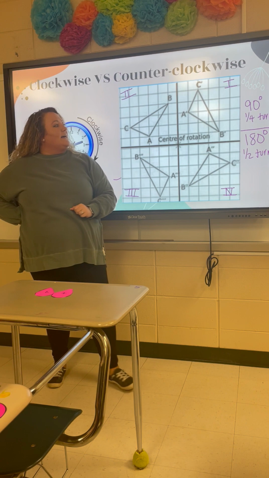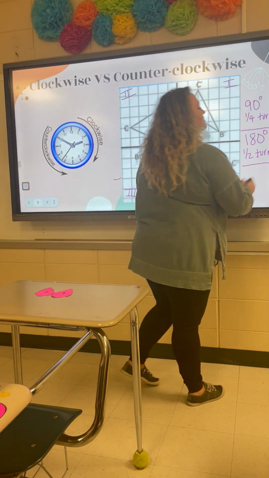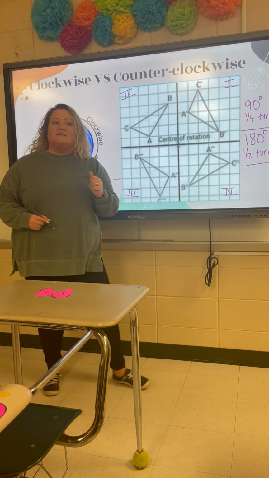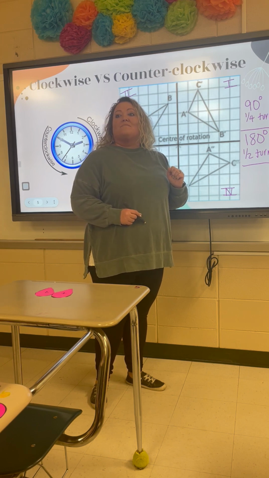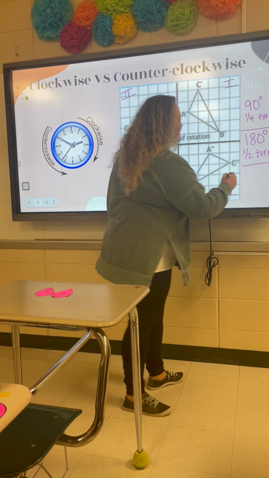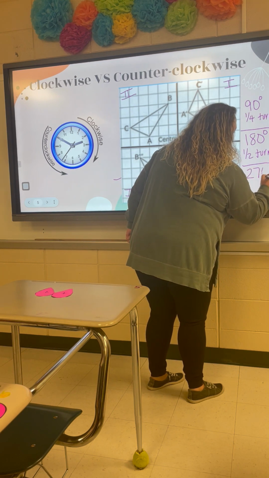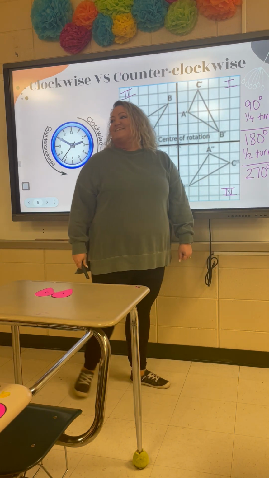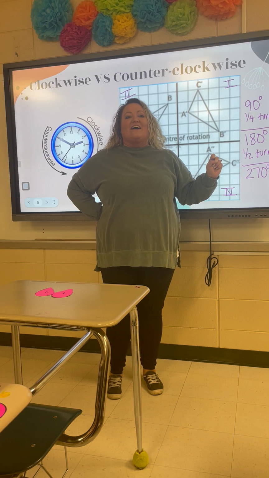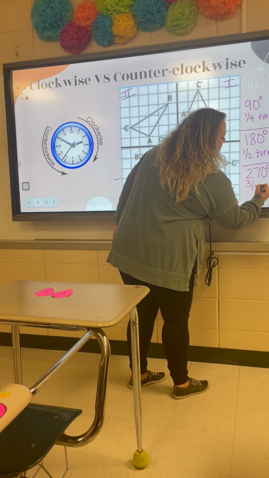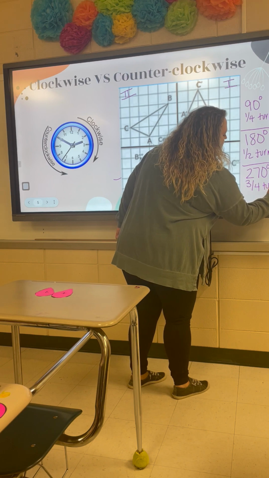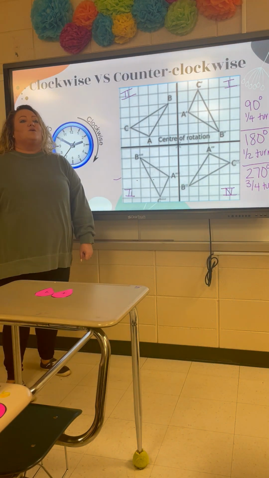Okay? And then one more degree of turn. Anyone want to guess what it is? 360? Nope. 270. I heard y'all doing the math. What were you adding? 90 to 180, right? That's a 270. And that's a 3/4 turn. So a 270.